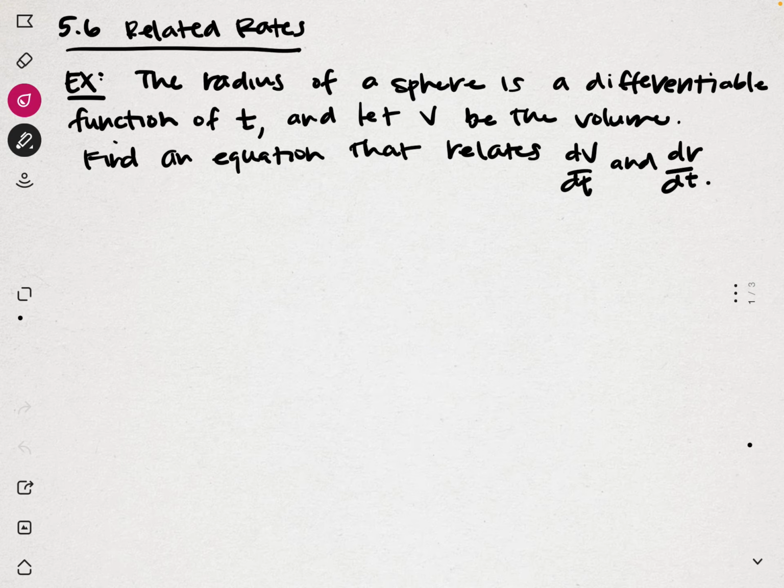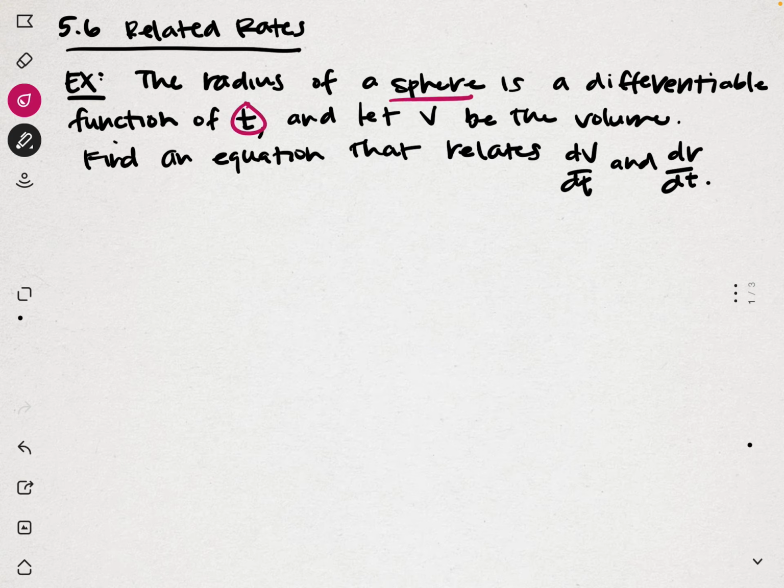It says the radius of a sphere is a differentiable function of t, and let v be the volume. Find an equation that relates dv/dt and dr/dt. So what's happening is the sphere is probably expanding or contracting over time. That's why they want us to do it in terms of t, our derivative. So let's just set this up.